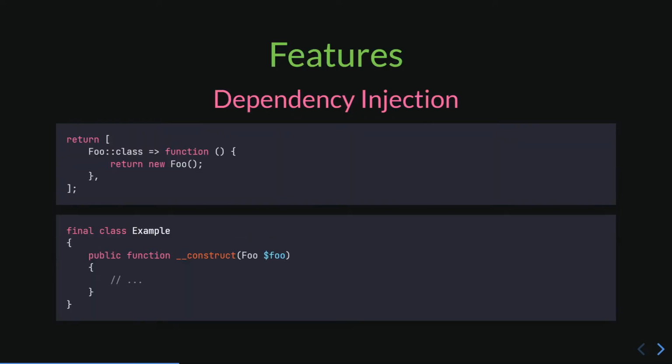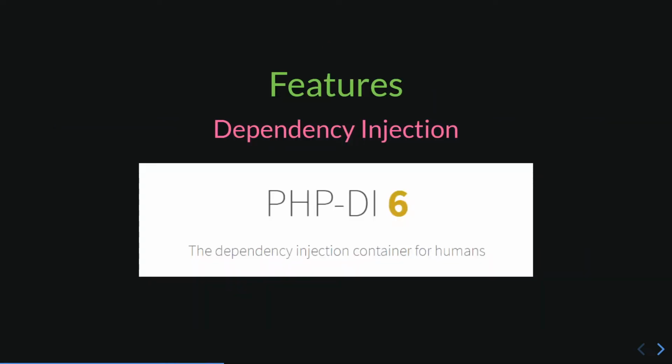Slim supports dependency injection to prepare, manage, and inject application dependencies. You can use any PSR-11 container interface implementation, like PHP-DI. The dependency injection container is optional, but highly recommended.